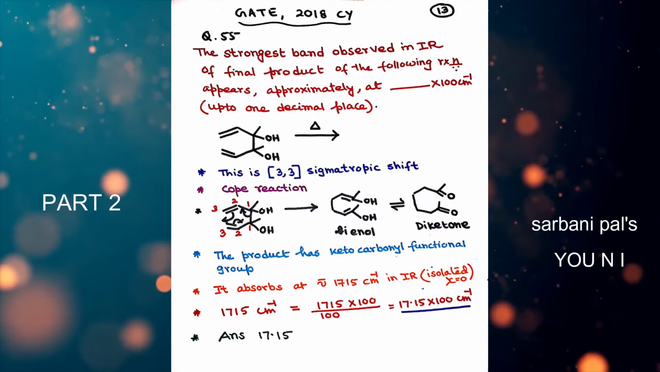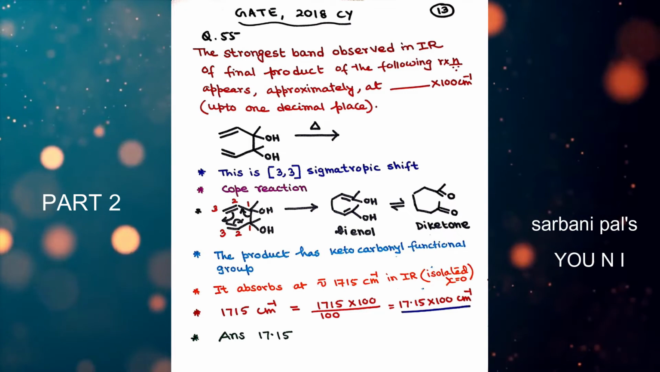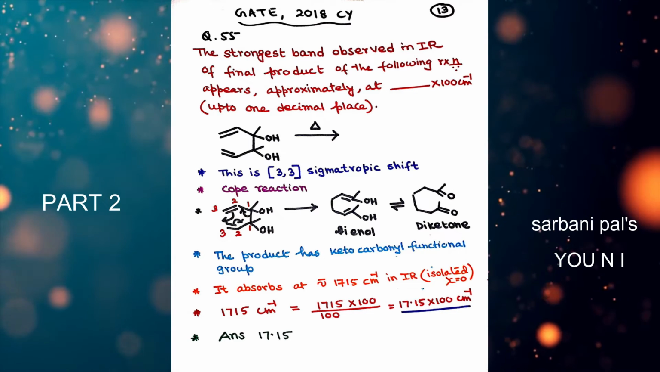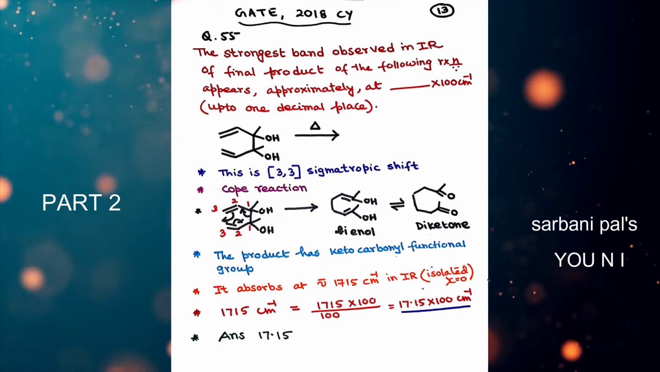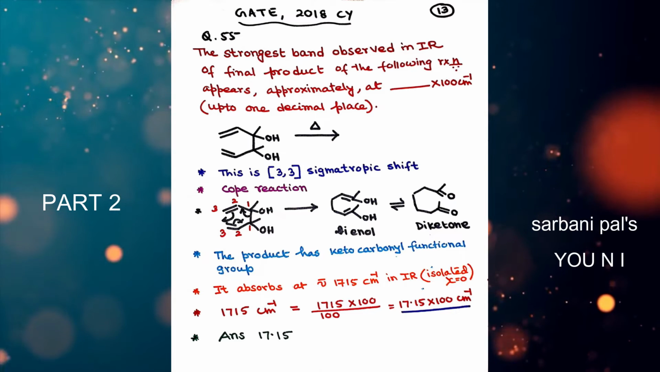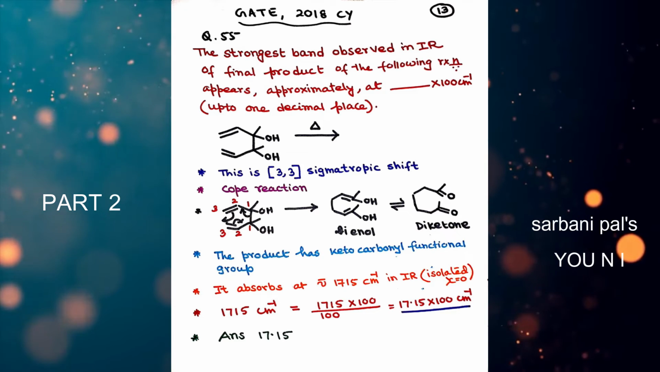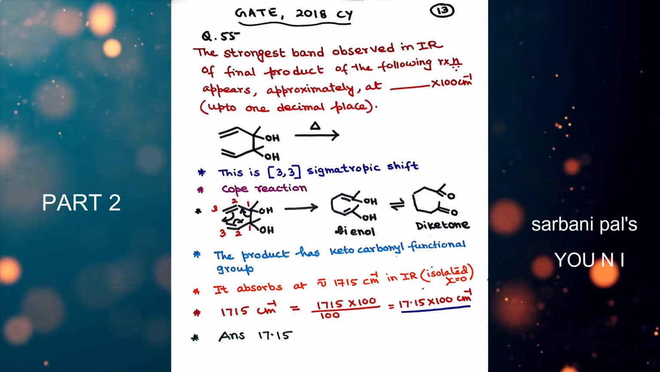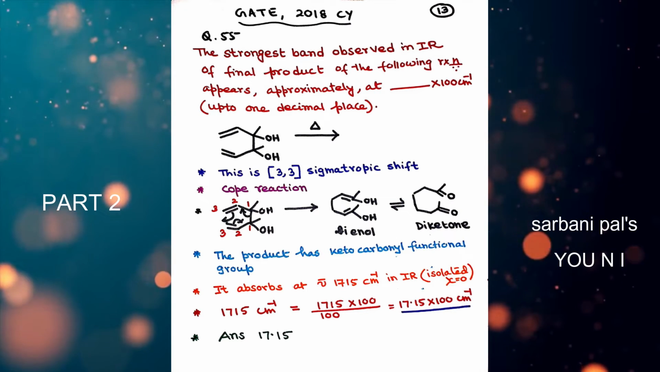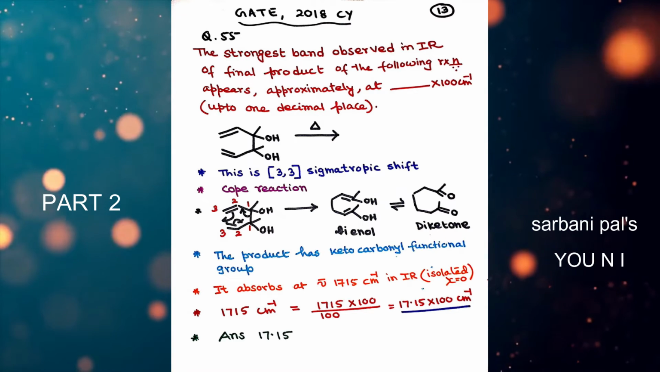Now, if we record the IR spectrum of the final product, which has two identical ketones, it is expected to have a peak at 1715 centimeter inverse approximately, due to the isolated C double bond O, because there is no other factor like ring size, hydrogen bonding or conjugation. So it is expected that it will show a strong IR peak at approximately 1715 centimeter inverse.